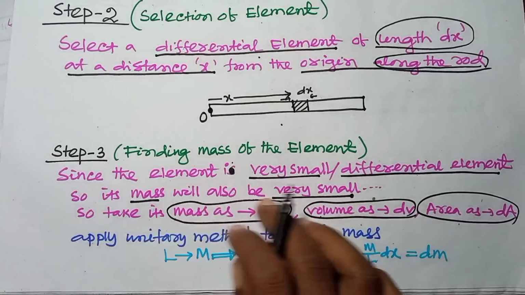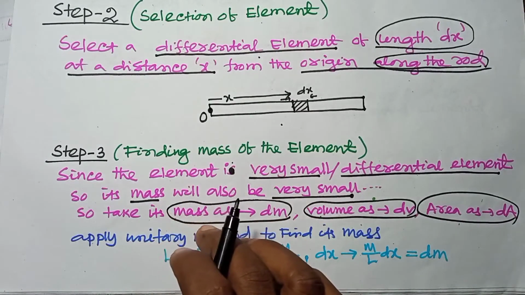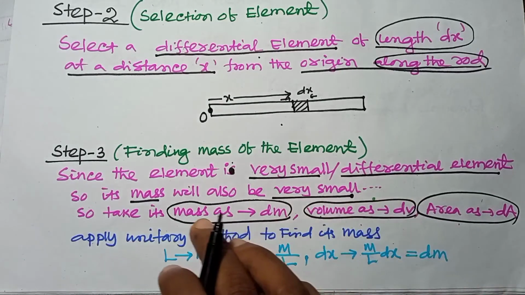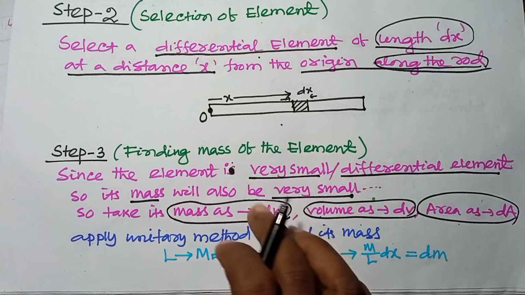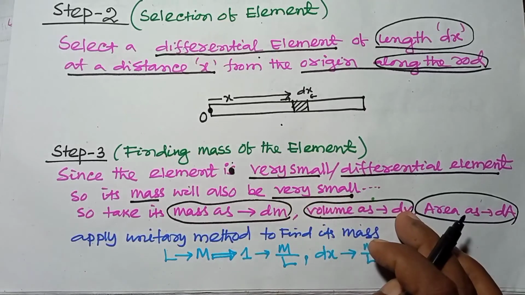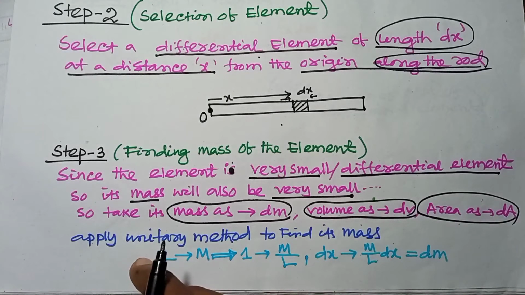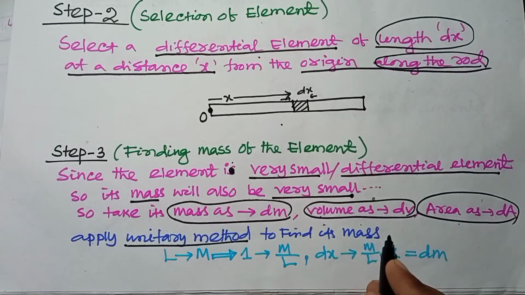Whatever quantity it has, we have to take them differentially. So we take its mass as dm, its volume as dv, and its area as da. Now we have to apply the unitary method to find out its mass.